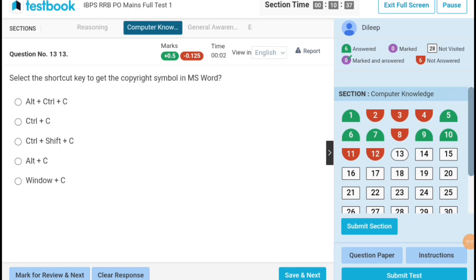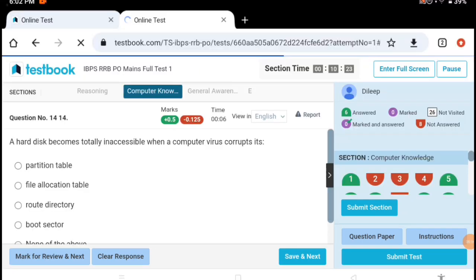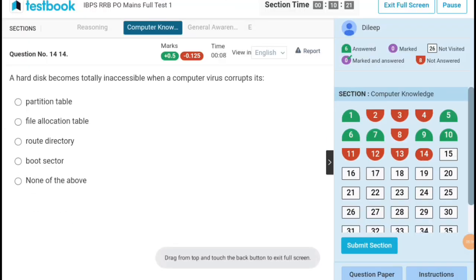Select the shortcut key of MS Word. A hard disk becomes totally inaccessible when a computer virus corrupts its root directory. I think. Next.